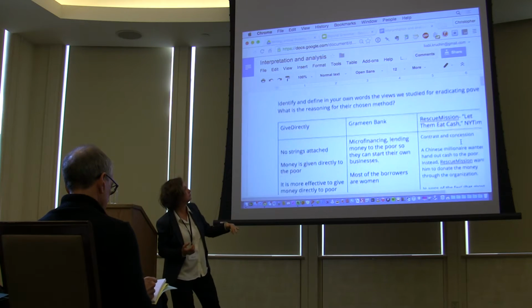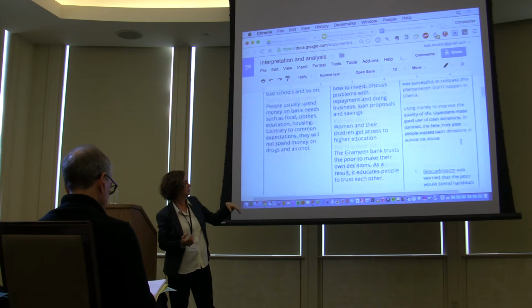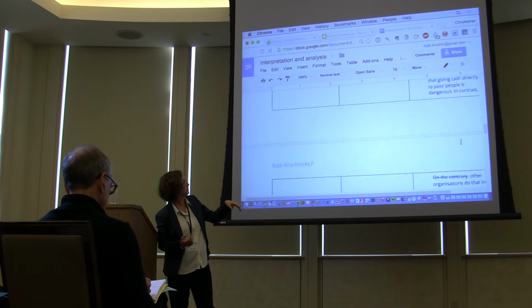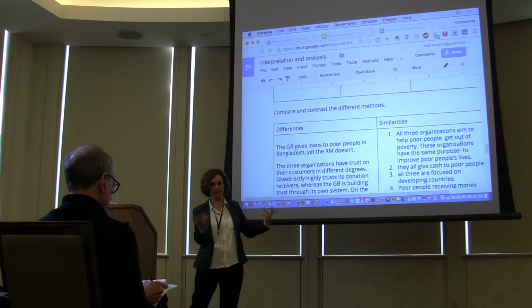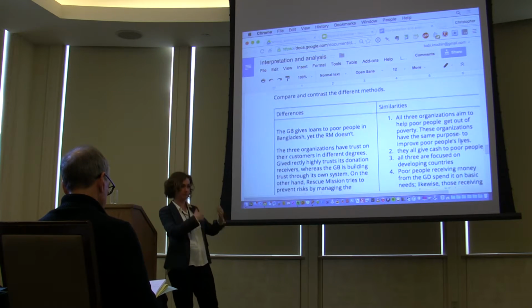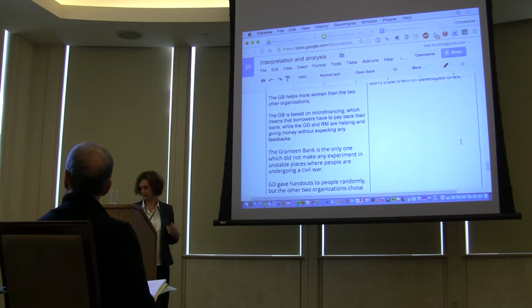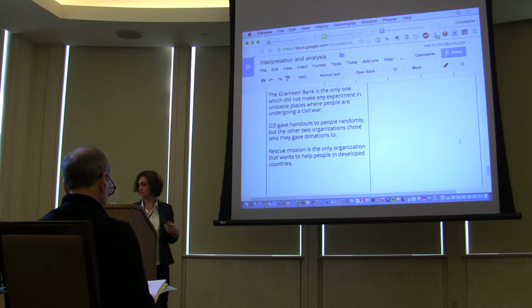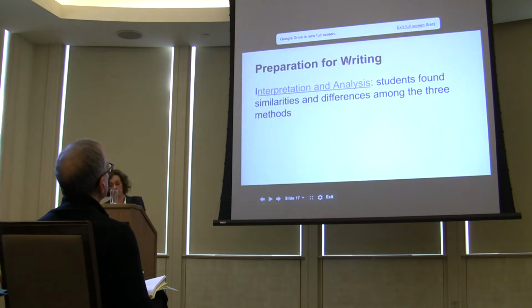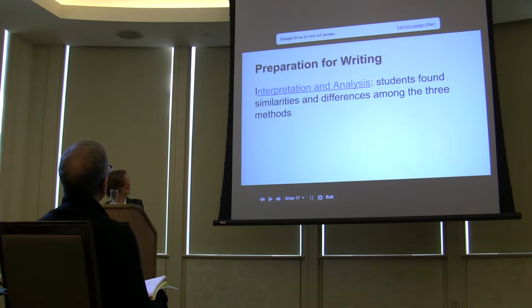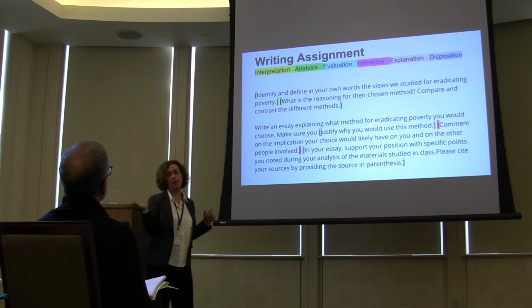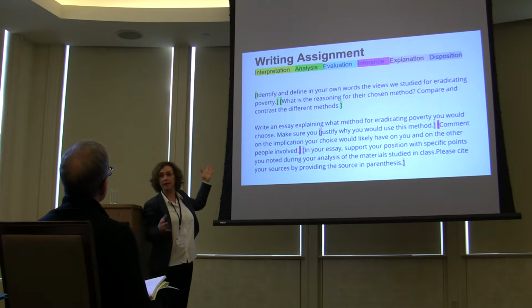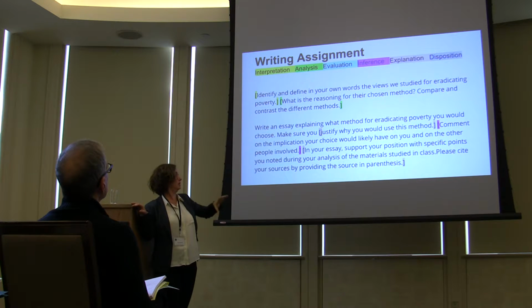And if you scroll down more, then they have to find differences and similarities among these methods for eradicating poverty. So Babi scaffolded that part of the rubric in the classroom before the students wrote. So after they had done that, we went to the assignment. So I, inspired by the study, created a prompt that would have them use the skills.